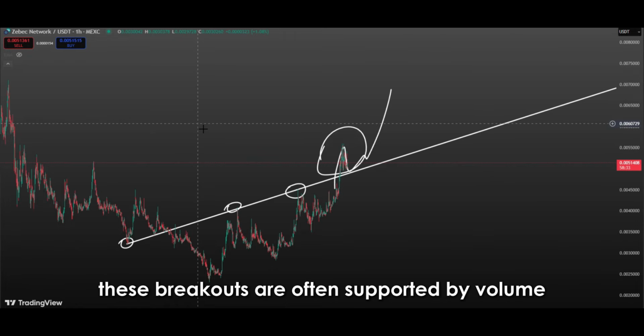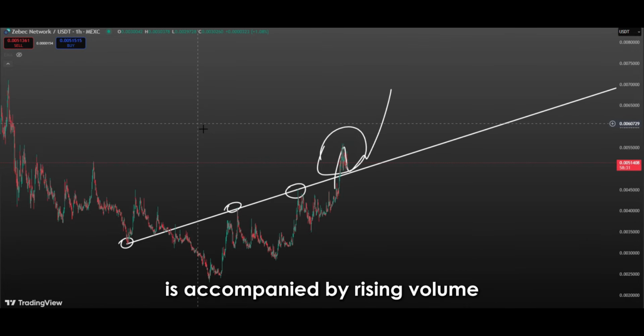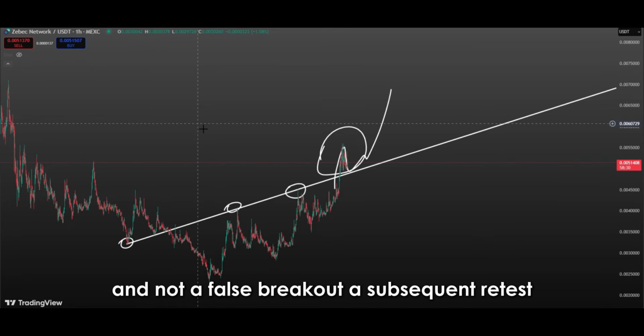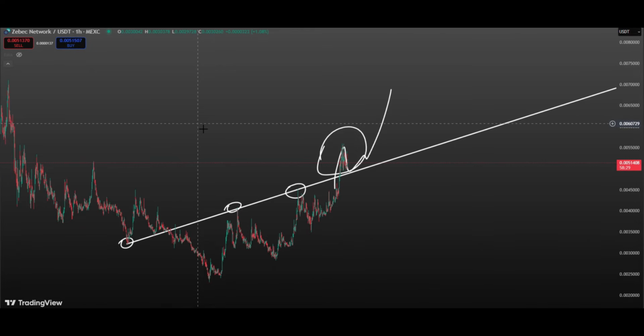These breakouts are often supported by volume, and breakouts with high volume are generally healthier. If the breakout above the trend line is accompanied by rising volume, it indicates that the move is real and not a false breakout. A subsequent retest reinforces the notion that the line is now accepted as support by investors.